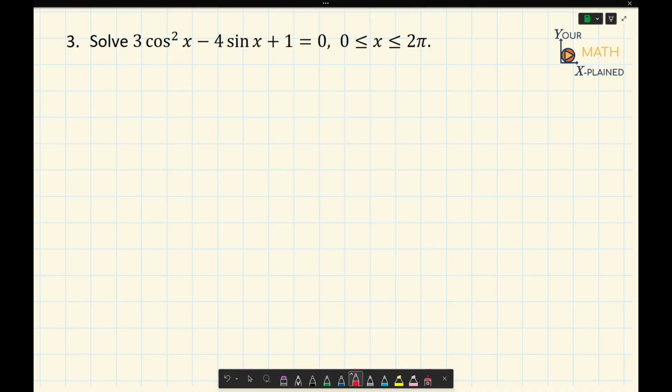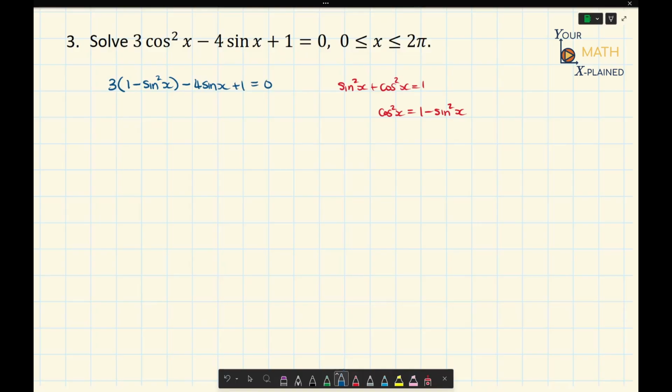And the way to easily do that is using our Pythagorean identity, where sine squared x plus cos squared x is equal to 1. And if we were to isolate our cos squared x, we get this is equal to 1 minus sine squared x. So we're going to go ahead and do that substitution. So we get 3 times, and then in bracket, we have 1 minus sine squared x minus whatever is left, which is 4 sine x plus 1 is equal to 0.